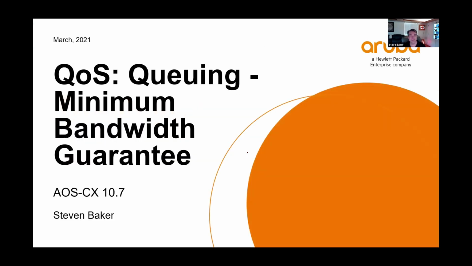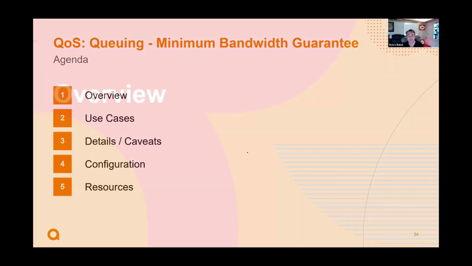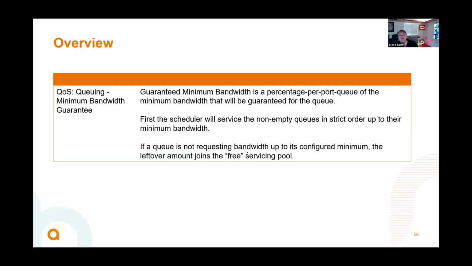Okay, and next I wanted to talk about some updates to minimum bandwidth guarantee. So as an overview, minimum bandwidth guarantee is a percentage per port of the amount of bandwidth that's going to be guaranteed for a particular queue. The scheduler is going to service non-empty queues in a strict order up until their minimum bandwidth. And of course, if a queue is not requesting bandwidth up to its configured minimum, the leftover amount just joins the free servicing pool.